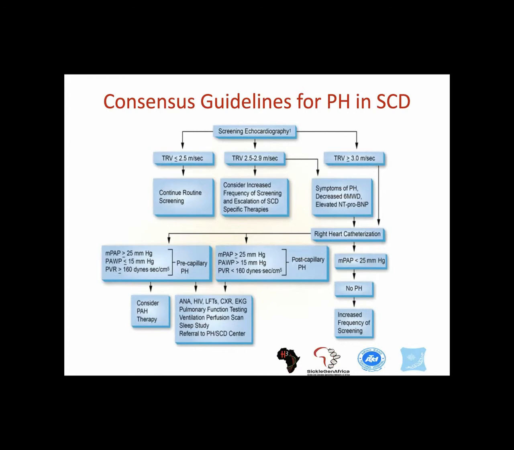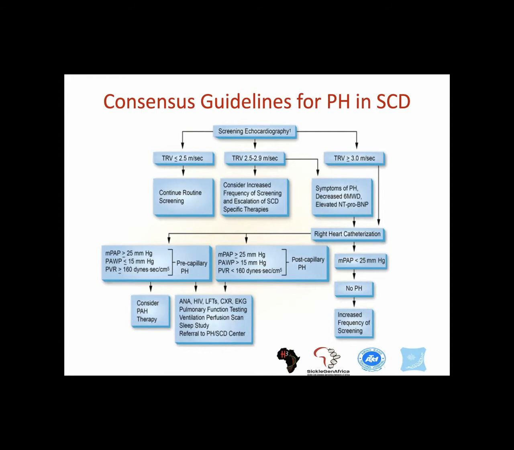As I mentioned earlier, we use tricuspid regurgitant jet velocity, and these are the levels and the various actions you will need to take. Patients who have a normal TRJ velocity, less than 2.5, you just continue to screen them routinely. While patients who have between 2.5 and 2.9, then you need to consider increased frequency of screening, and then we escalate use of specific therapies for sickle cell disease, including hydroxyurea, among others. And then if they have symptoms, they are subjected to other tests like the 6-minute walk test, or the biomarker I mentioned earlier, like the NT-proBNP.